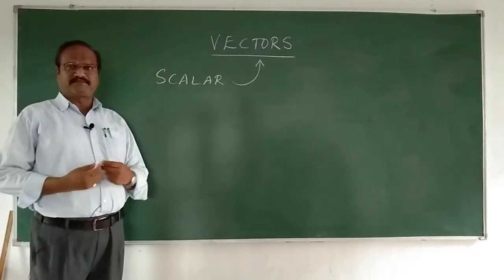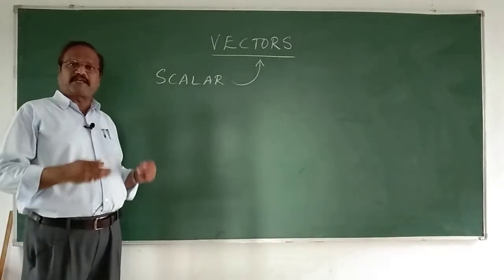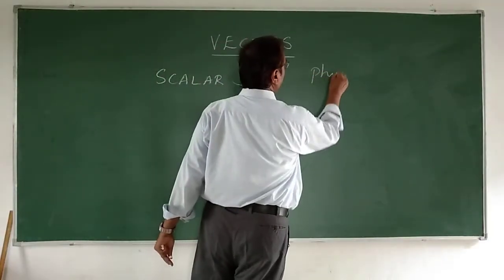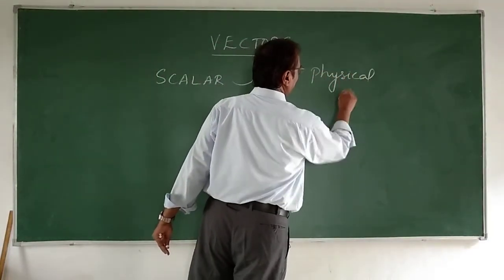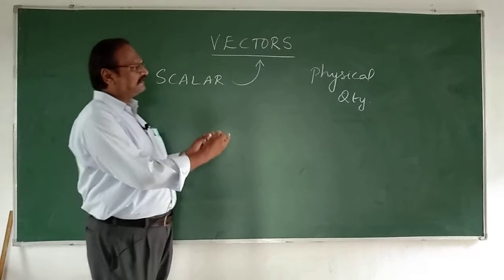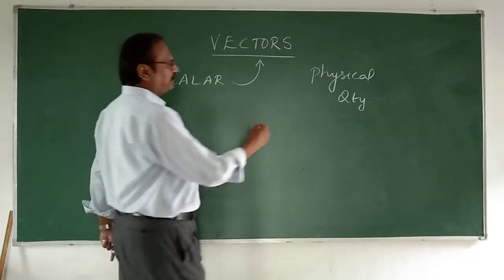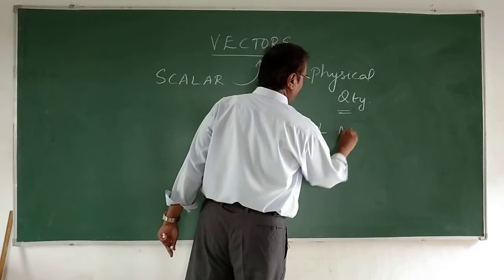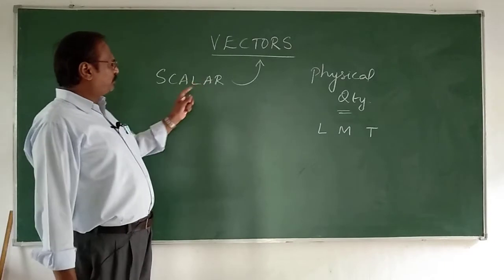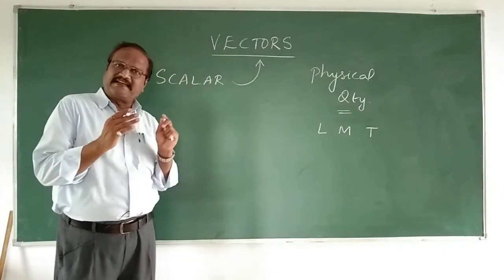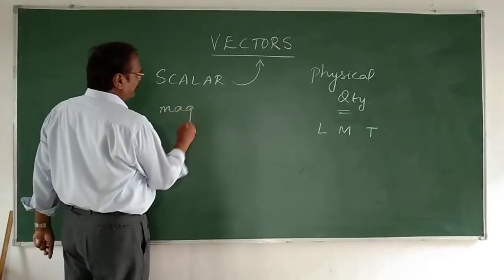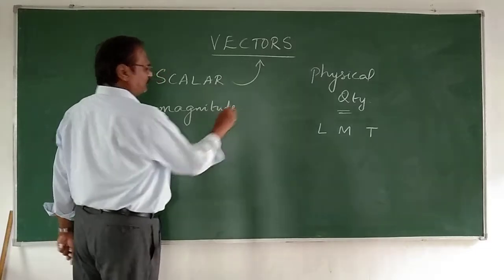What is a scalar? In physics, whatever you can measure, the measurable quantity is called a physical quantity. Length, mass, time, all these are measurable quantities, right? So, I say length, mass and time. I have taken basic quantities. Now, when you talk about scalar, the scalar has only magnitude. Magnitude means number, the value.